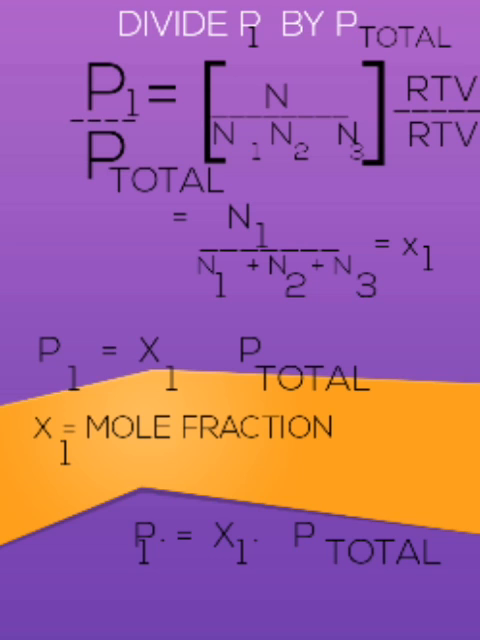This is because we divided P1 by P total. Had we divided P2 by P total, we would have got P2 is equal to chi2 P total. Thus, for any ideal gas i, Pi is equal to chi i multiplied by P total. This is the final equation for Dalton's law of partial pressure.